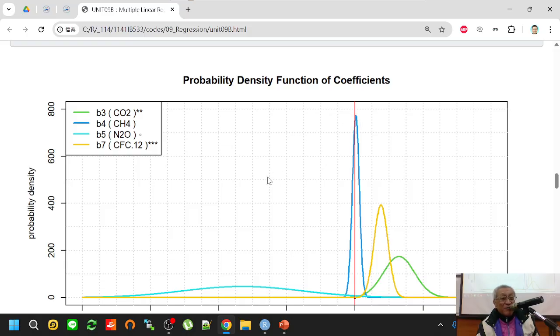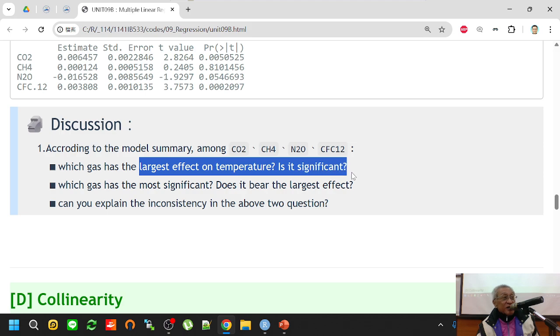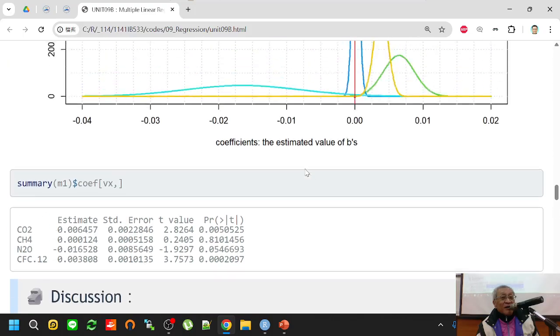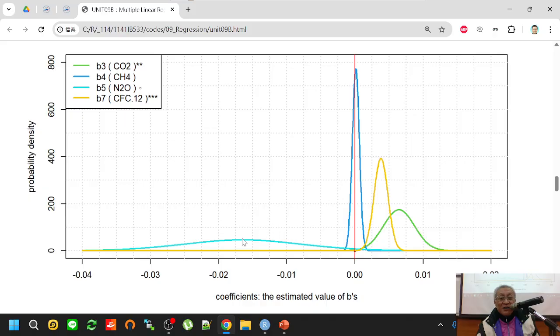But there are a few interesting things that we can observe here. For example, this B7 is very significant. It's the most significant because it has 3 stars. So here I have a set of which gas has the largest effect on the temperature. Is this significant? Can you see from here? The expected value is here, and the expected value here.